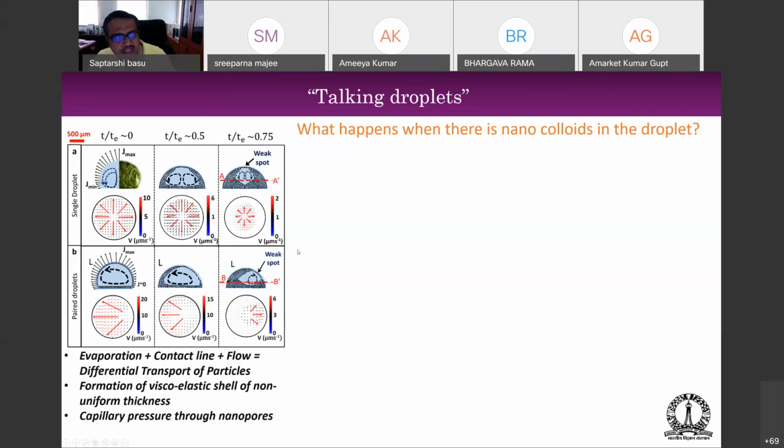On the other hand, if you have a paired droplet, we have already shown that the flow goes to the other side. So naturally the flow is something like this instead of that. What happens is that the deposits are more on that side and less on this side. As a result, the weak spot has an angle and it buckles from the side. So it will always be side buckling towards the side where the other droplet is.